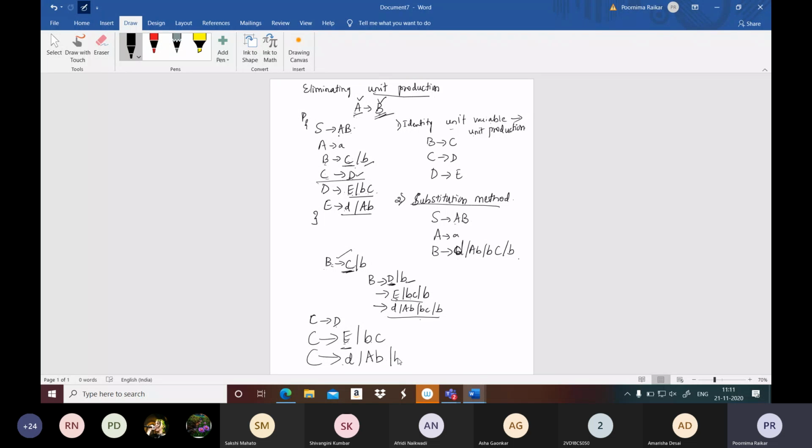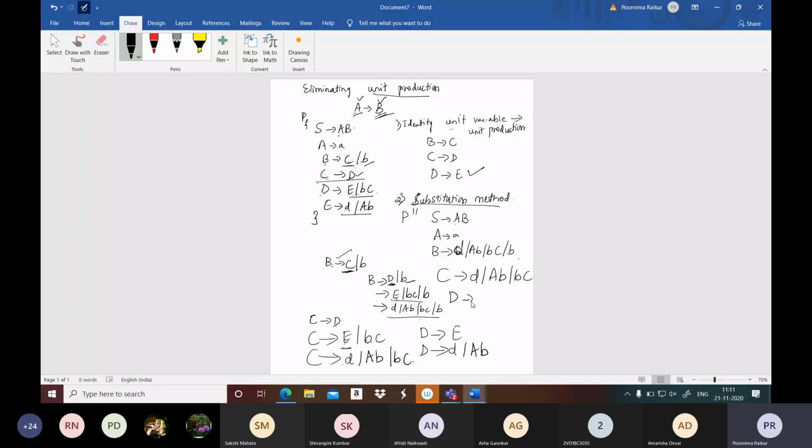Then this BC is already there. You keep this as it is. So I have eliminated D with unit production. So I got this rule. So after the substitution method, I got these things. Next, which is unit production? D with E. So again I have to try this only. D with E. So E again is a unit production. So E can be substituted with DAB.